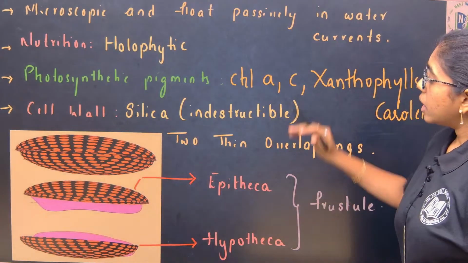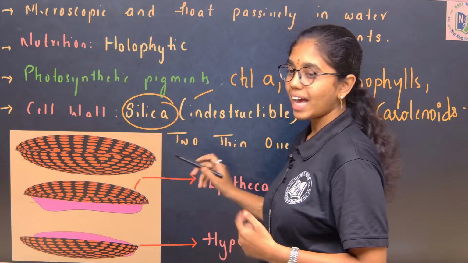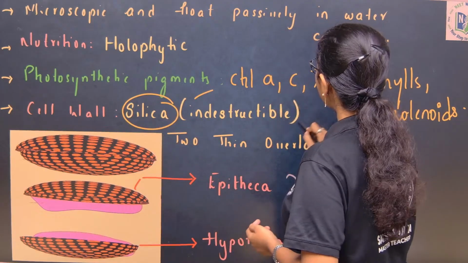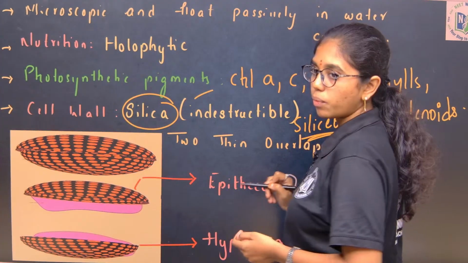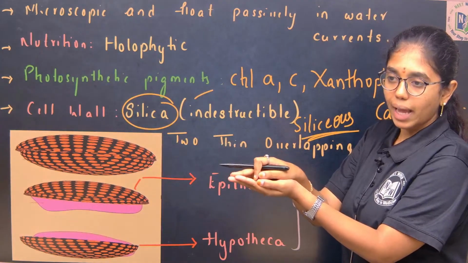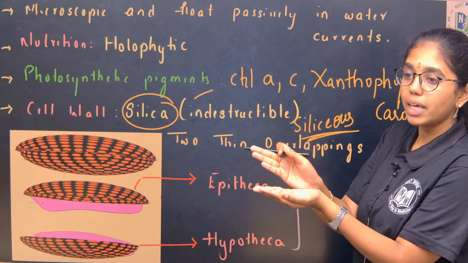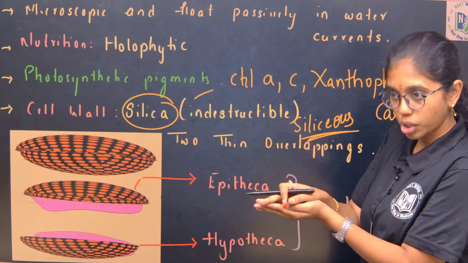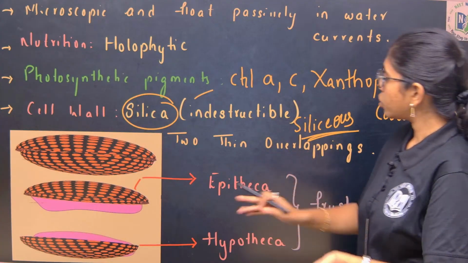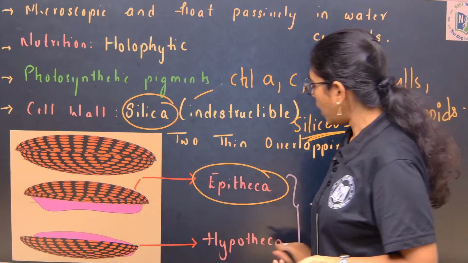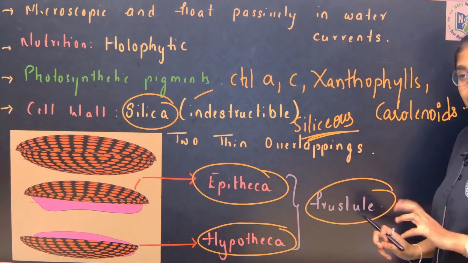Fine. Diatom cell wall is made up of indestructible silica. It has a siliceous cell wall. Diatom has two thin overlapping halves. The upper one is called epitheca, the lower one is called hypotheca, which resembles a soap box like structure. Both epitheca and hypotheca together are called the frustule. So, the upper one is called what? Epitheca. The lower one is called hypotheca. Both together are called what? Frustule. Clear, right? Next.